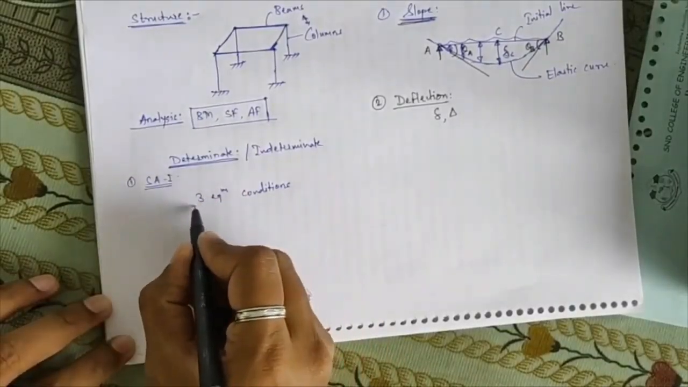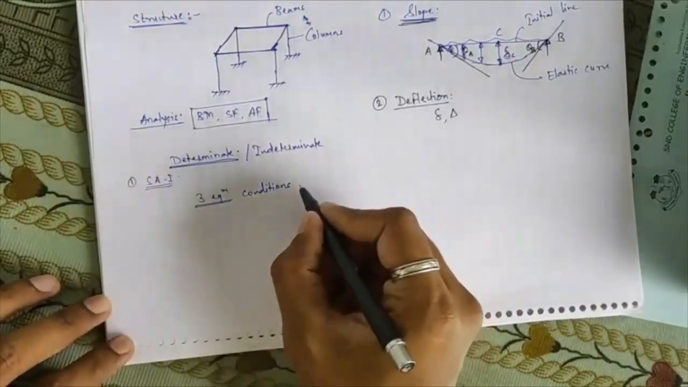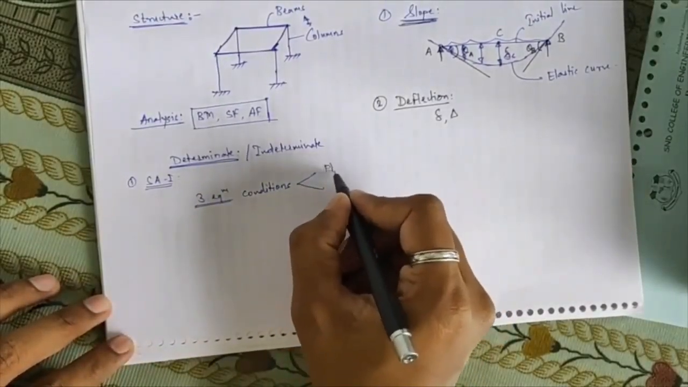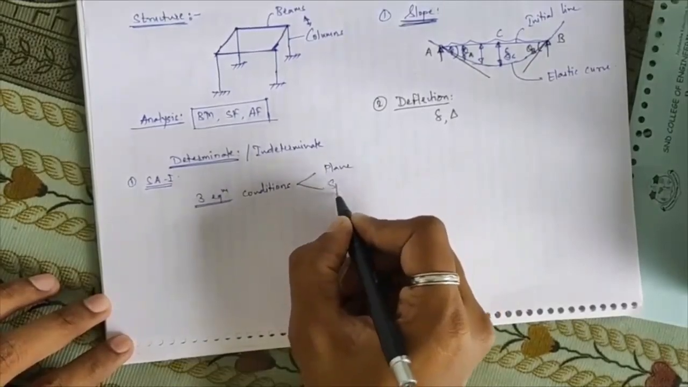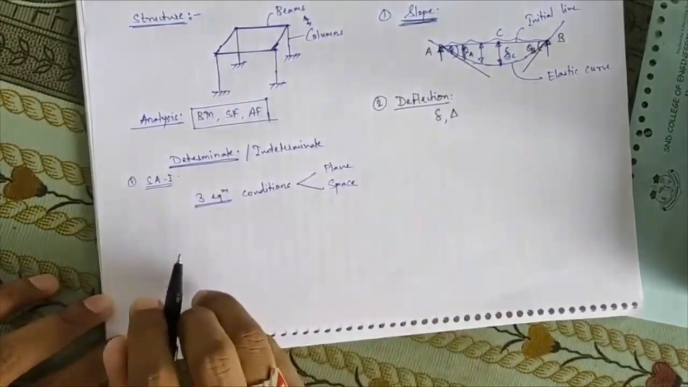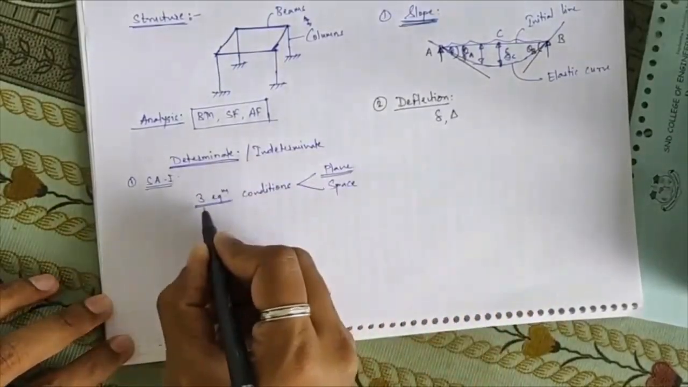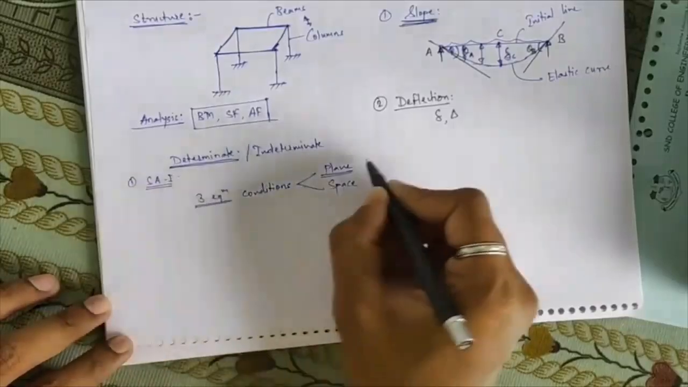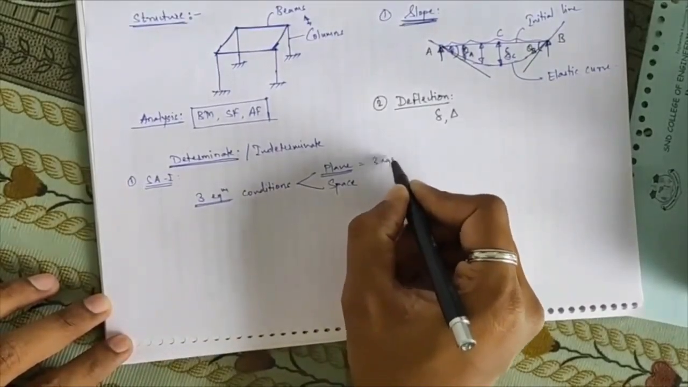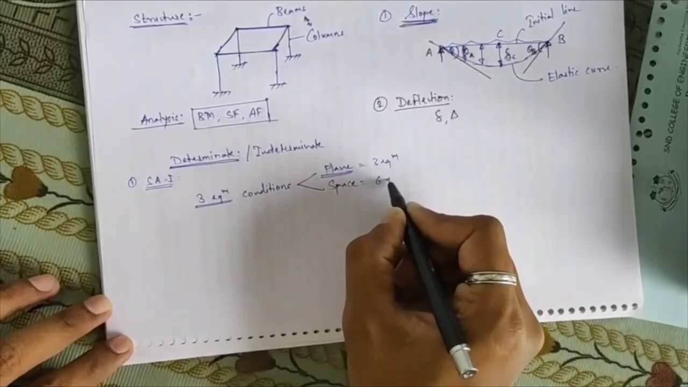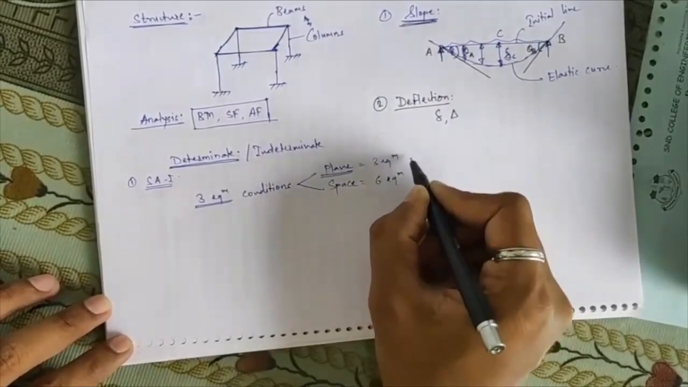So which are those three equilibrium conditions? These depend on two types of structure. First is the plane structure and second is the space structure. We'll deal with only plane structures here. So for a plane structure, how many conditions are there? Those are equal to 3, and for space structures those are equal to 6 equilibrium conditions.